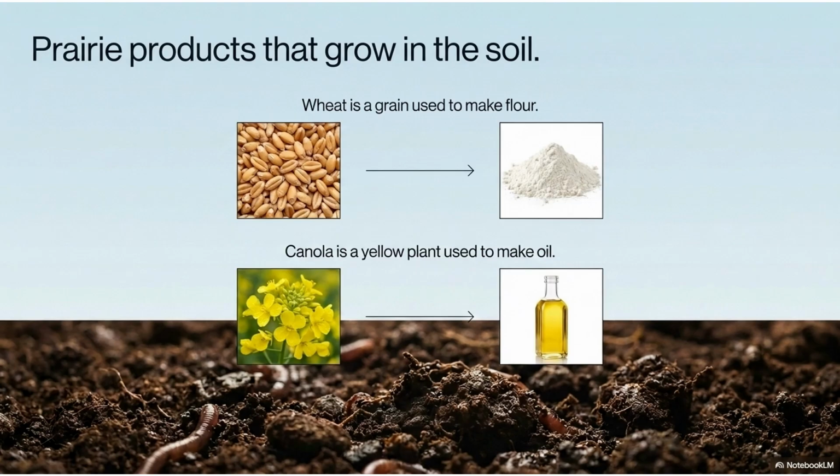Prairie products that grow in the soil. Wheat is a grain used to make flour. Canola is a yellow plant used to make oil.